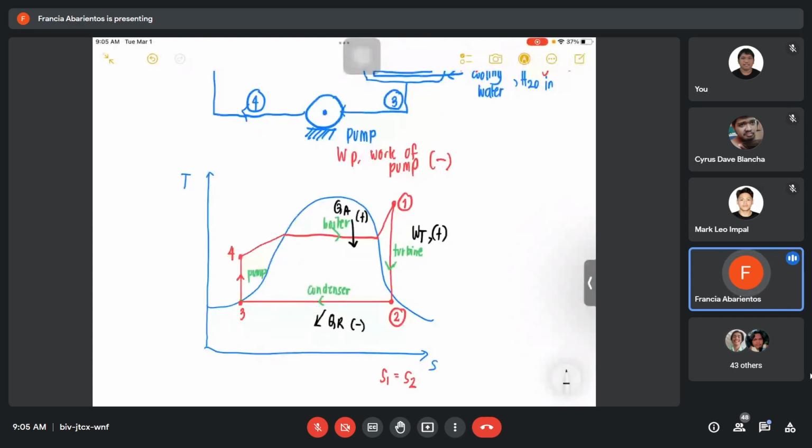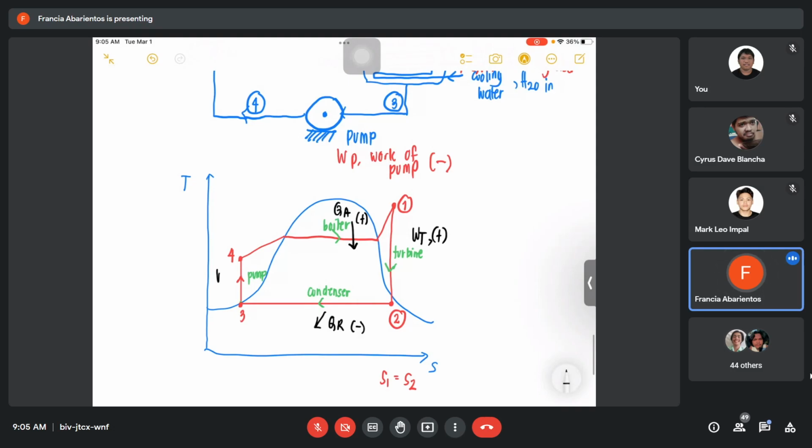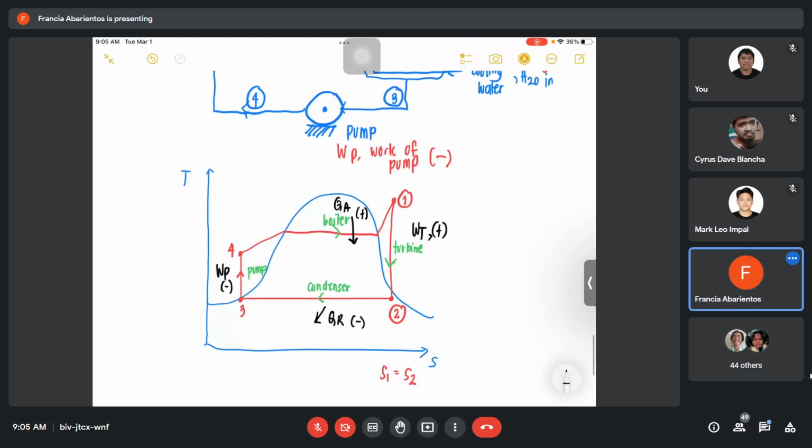And from the work of the pump, pasensya na, may mga aso. Okay, from process 3 and 4, magkakaroon na tayo ng, naririnig nyo kasi yung video ng kapitbahay namin. Okay, from point 3 to point 4, we have the work of the pump. So, this is a negative work. So, this is now the process of the Rankine cycle. The TS diagram of a Rankine cycle. Yan.